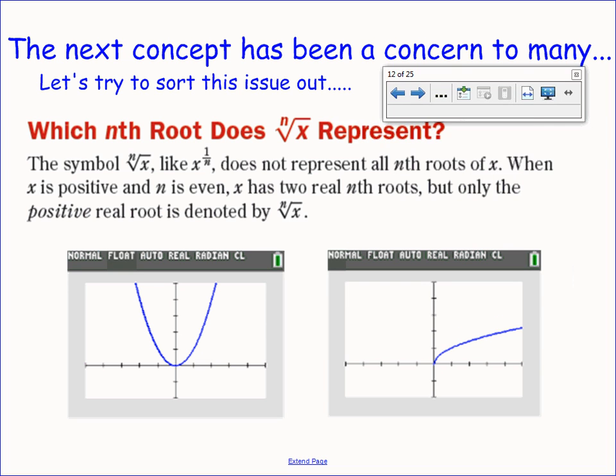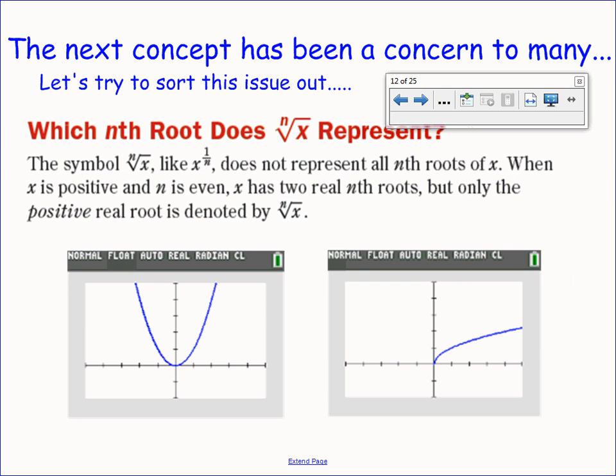So the next concept has been a concern to many. Let's go ahead and try to sort this issue out. Which nth root does the nth root of x represent? Typically, if we're given an expression that involves x to the 1 over n power, or the nth root of x, we're talking about the positive principal root. While, when solving the equation x squared equals 4, we have two separate answers. Those are given by the x values of those intersection points, x equals 2 and negative 2.